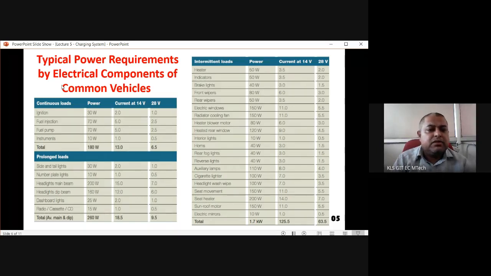Okay, so for fuel injection continuously we require 70 watt power. So if we are using 14 volt supply, 5 ampere will be required. So this is current at 14 volt, so this will be 5 ampere. So 14 into 5 is 70 watt. Fuel pump, it continuously requires some power. So again the 14 volt, 5 ampere, that is 70 watt. And if it is instruments, other instruments, this is 14 volt into 1 ampere, it is almost equal to 10 watt.